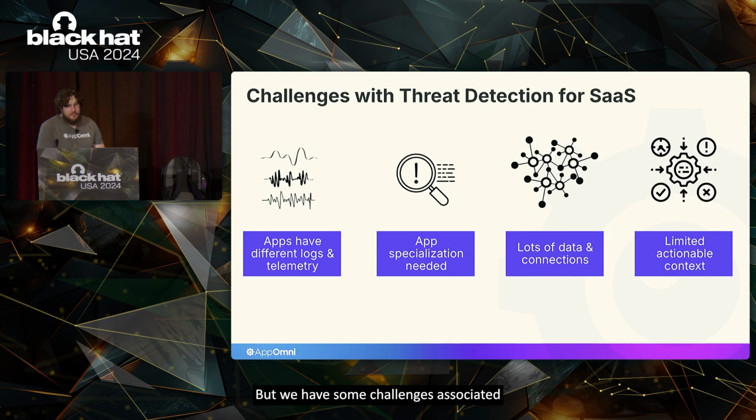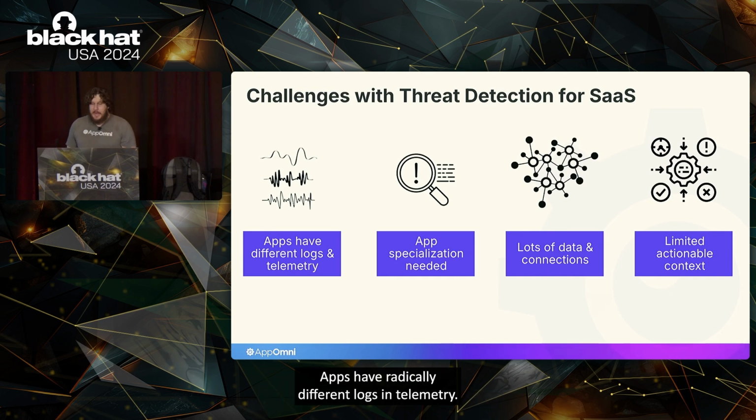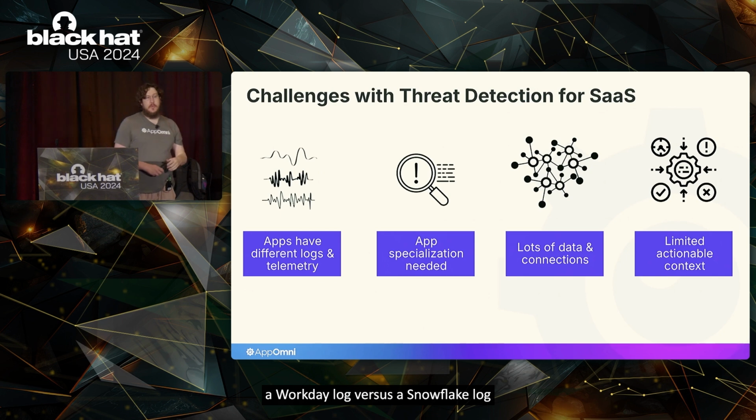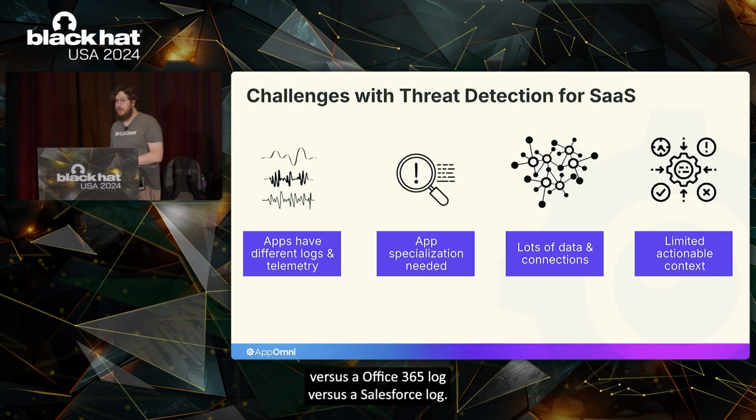But we have some challenges associated with threat detection for SaaS. Apps have radically different logs and telemetry. I don't know how many people in this audience have ever looked at, say, a Workday log versus a Snowflake log versus an Office 365 log versus a Salesforce log.